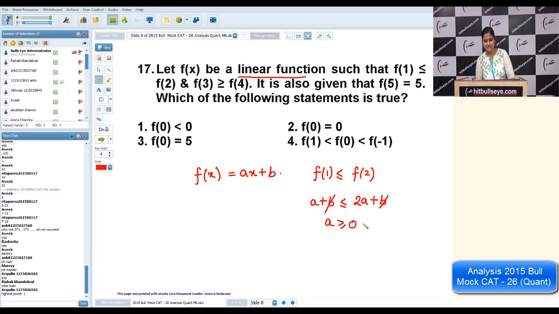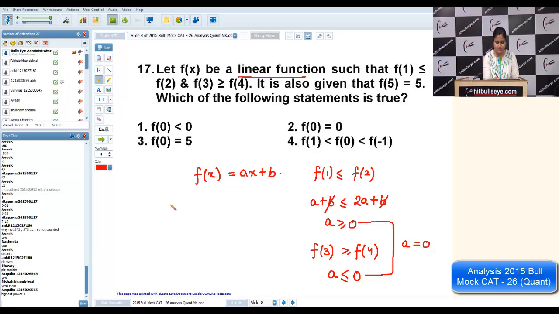Now if we take the second condition, f(3) is greater than or equal to f(4). If we solve it, we'll get a less than or equal to 0. Now these two conditions are simultaneously satisfied. The only thing I can take is a as 0. If a is 0, my function will reduce to f(x) equal to b, which is nothing but a constant function. Is it okay? No need of definition here. So f(x) is equal to b.